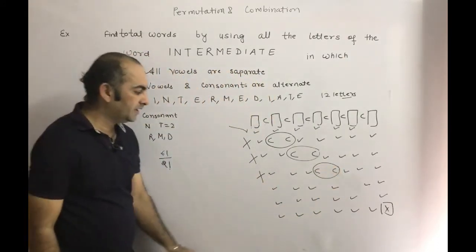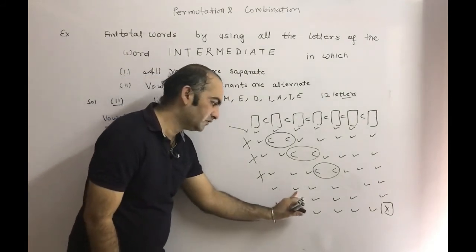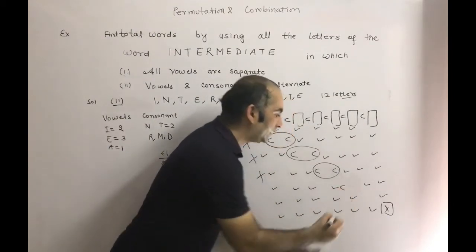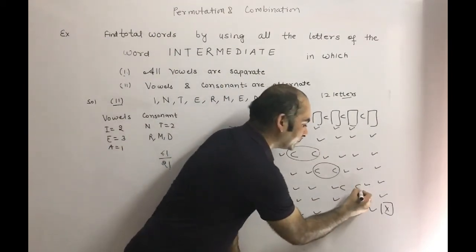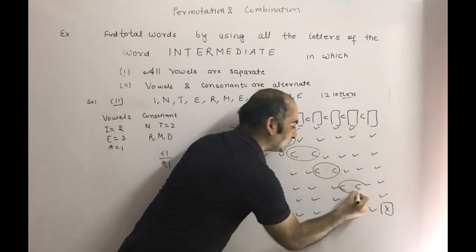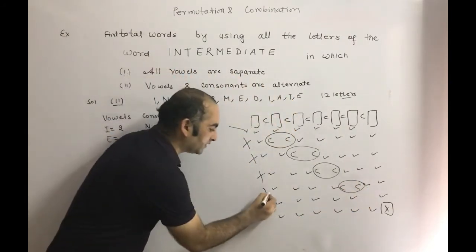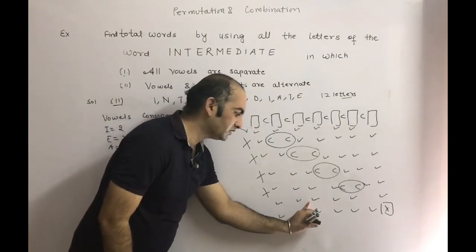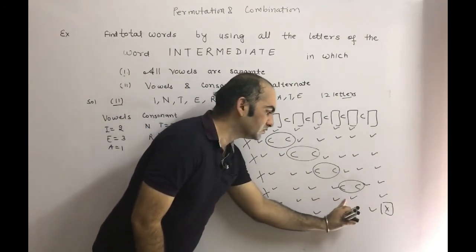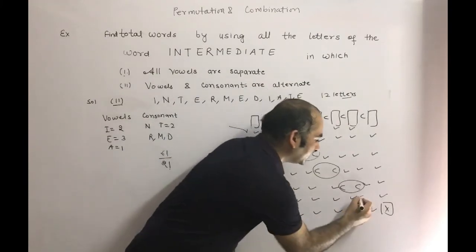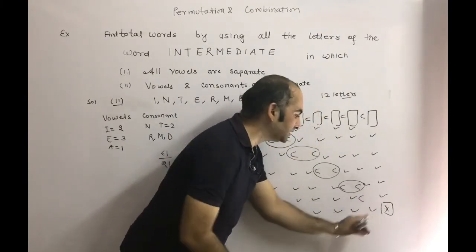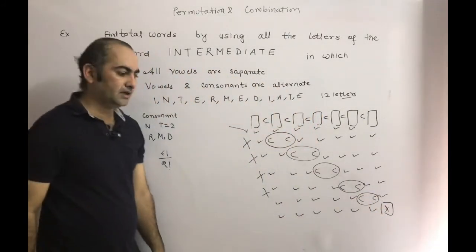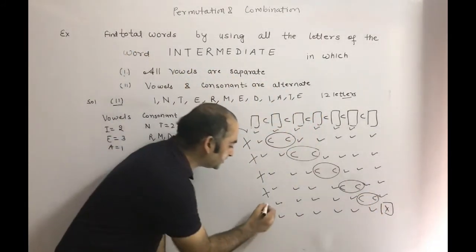Next case. Vowel, consonant, vowel, consonant, vowel, consonant, vowel, consonant. Then here we are not getting any vowel, then again consonant. So here also two consonants are together, which is not valid. Next case. Vowel, consonant, vowel, consonant, vowel, consonant, vowel, consonant, then again vowel, then consonant, but here we don't get any vowel, then again consonant comes. Here also two consonants are together, so this is also not valid.